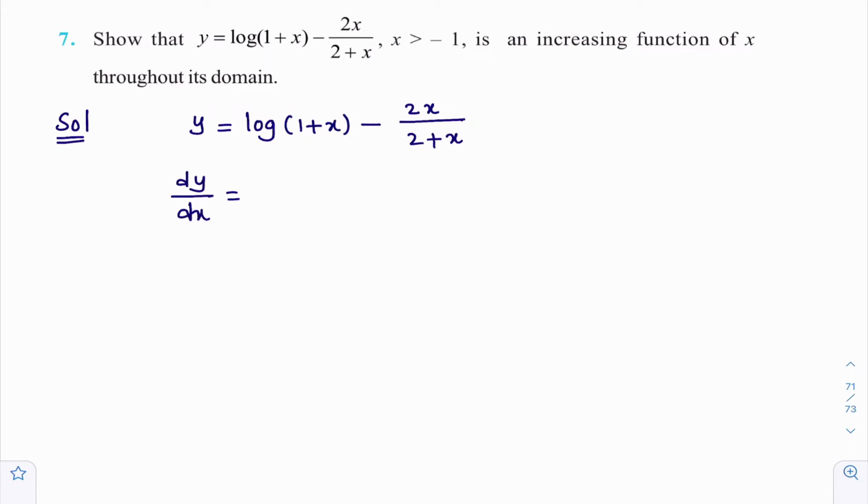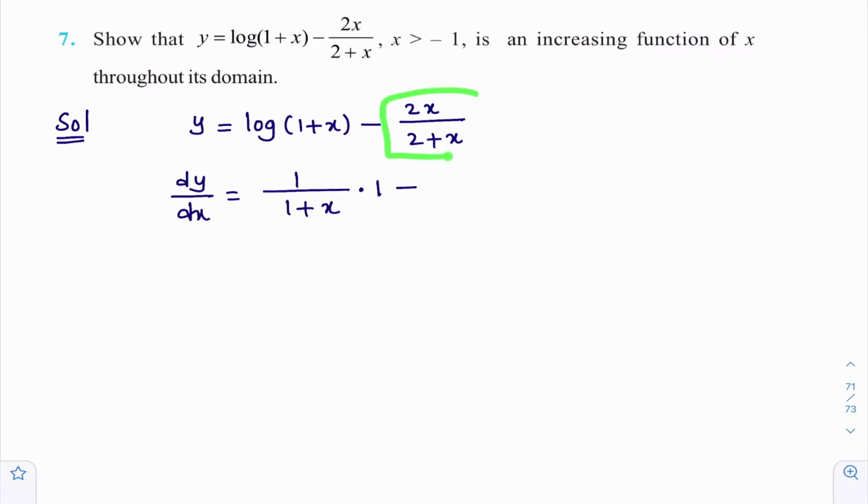So the derivative of logarithm of 1 plus x is 1 divided by 1 plus x into the derivative of 1 plus x. The derivative of 1 plus x is what? The derivative of 1 is 0 plus the derivative of x is 1. So the derivative of 1 plus x is 1. So I'll write here into the derivative of 1 plus x is 1, minus.